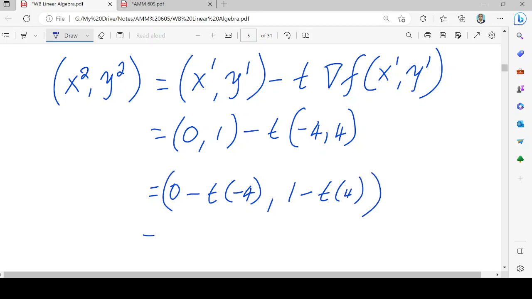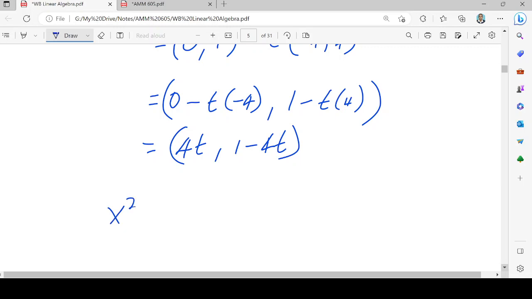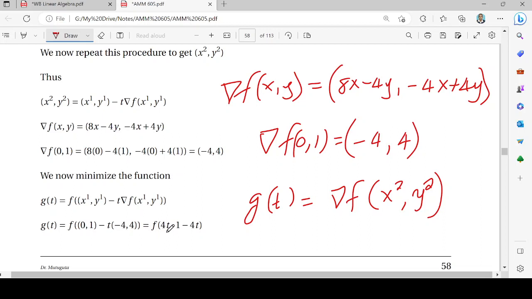So this is positive 4t, 1 minus 4t. Here we can write x2 is equal to 4t and y2 is equal to 1 minus 4t. And so we can differentiate. The derivative of x2 with respect to t will be 4, but the derivative of y2 with respect to t will be minus 4. So these are the values: the x component is 4t, the y component is 1 minus 4t.